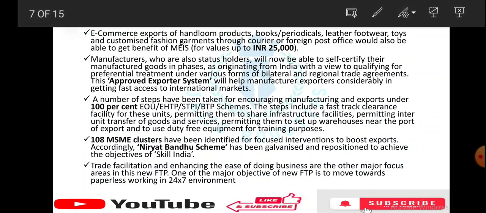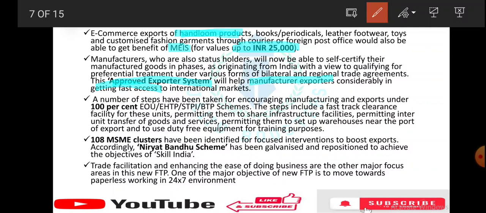Next, e-commerce exports of handloom products, books, periodicals, leather footwear, toys and customized fashion garments. These are able to get the benefit of MEIS. How much? The value should be up to 25,000. And also manufacturers who are also status holders also have agreements. This approved exporter system will help manufacturers get faster access to international markets.